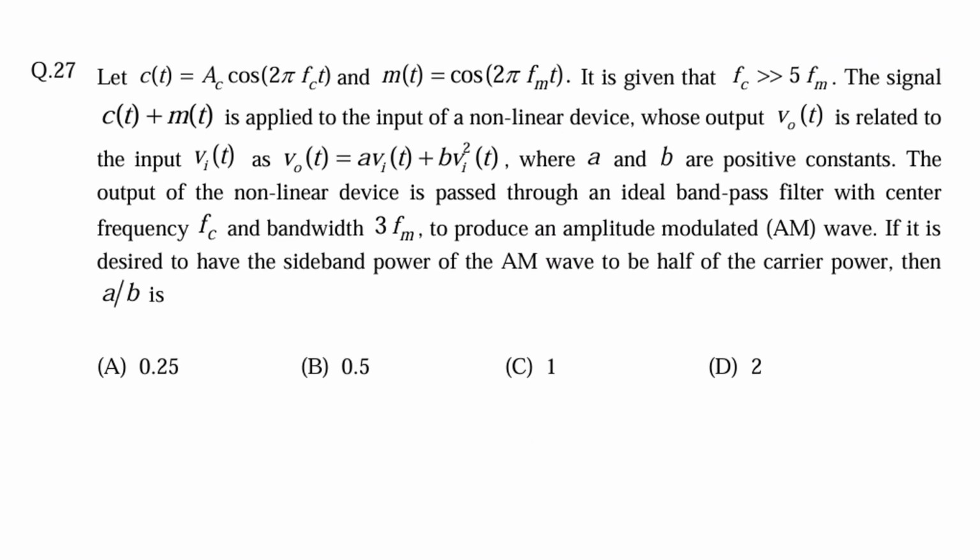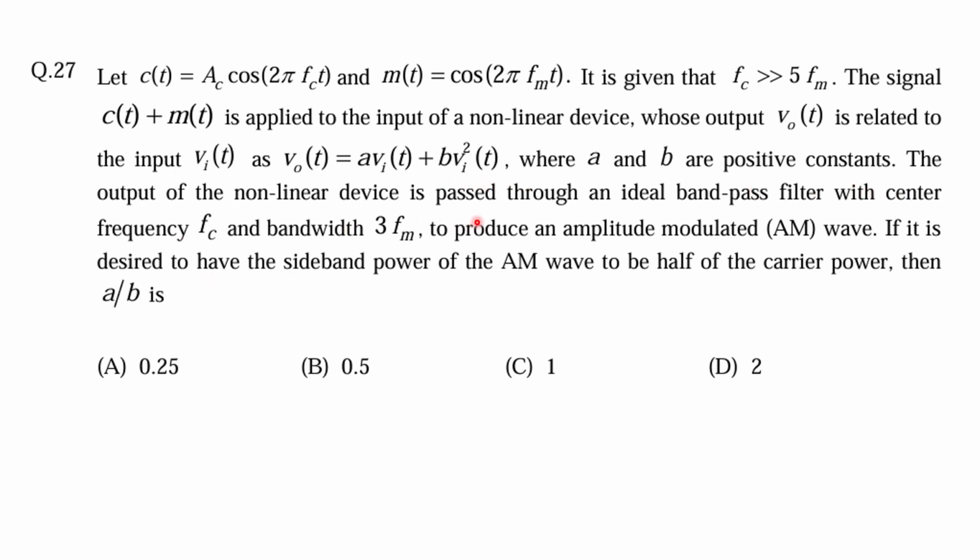Now let's take one more question. Here the carrier wave c(t) is given, that is Ac cos omega_c t, and m(t) is also given, cos omega_m t. It is given that fc is much higher than 5 times fm. The signal c(t) plus m(t) is applied to the input of a non-linear device whose output V0(t) is related to the input Vi(t) as V0(t) equals a Vi(t) plus b Vi square(t), where a and b are positive constants.